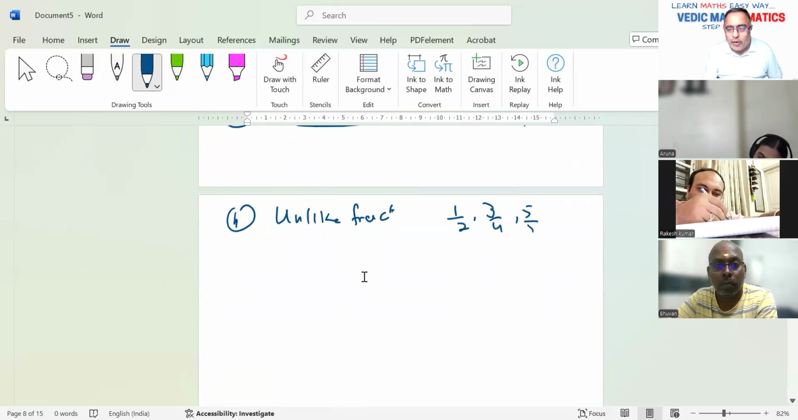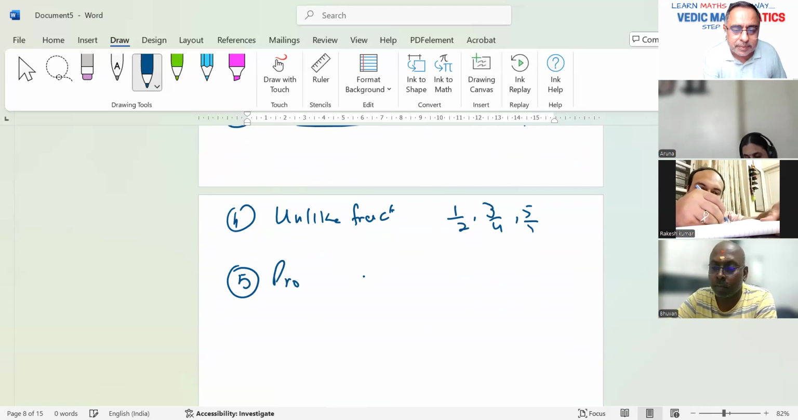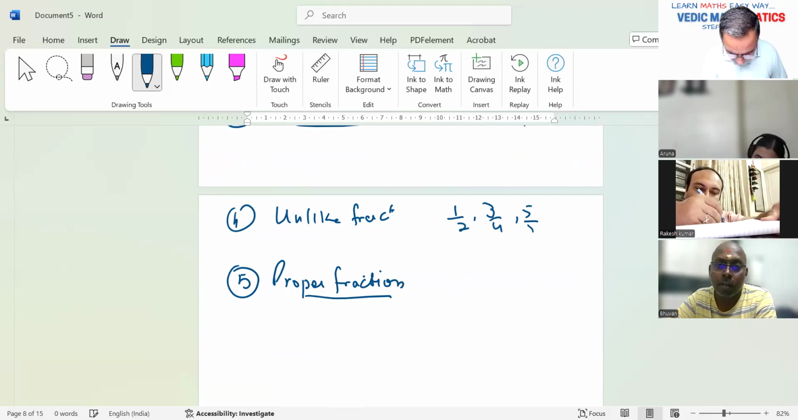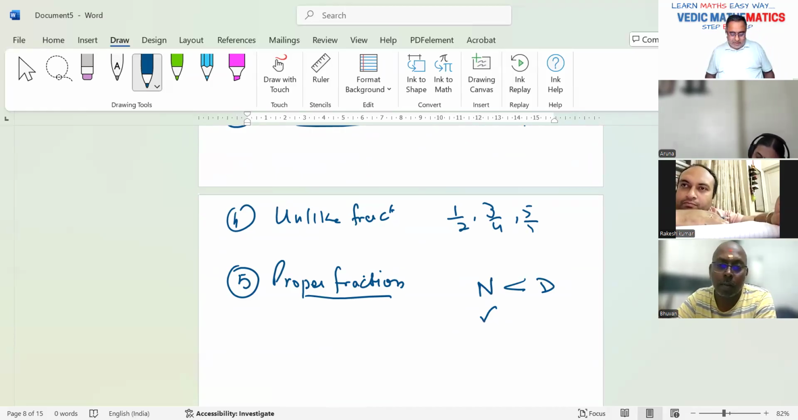Then what do you mean by proper fraction? Numerator is smaller than denominator. Numerator is less than d, then it is called as proper. So 2 by 5, 3 by 7. Correct. What else?